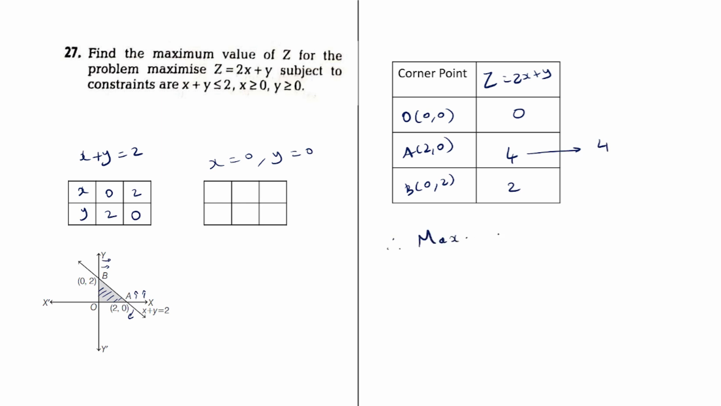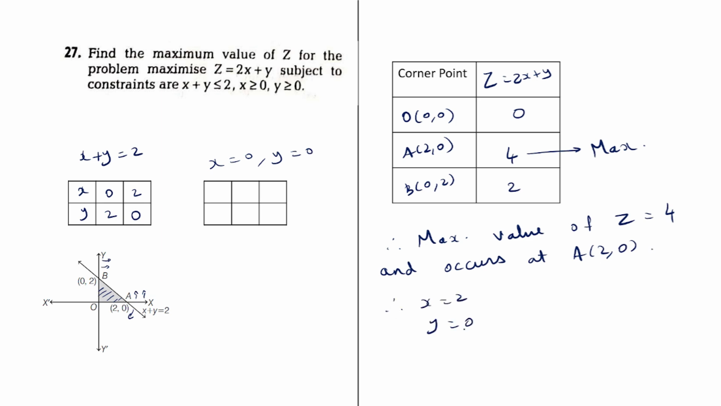Therefore, maximum value of Z equal to 4. This is maximum, and occurs at (2, 0). Therefore, x is equal to 2, y equal to 0 is the optimal solution for this linear programming problem.